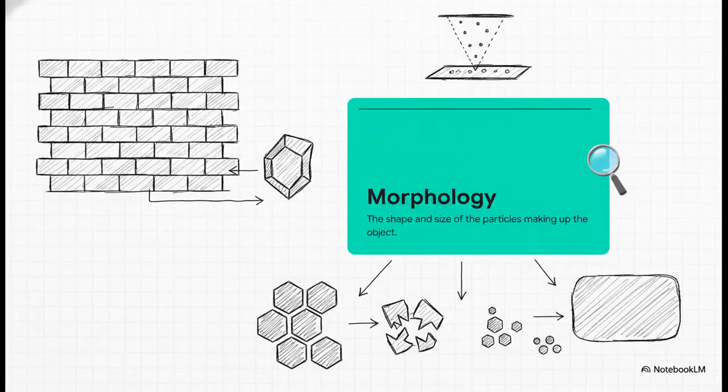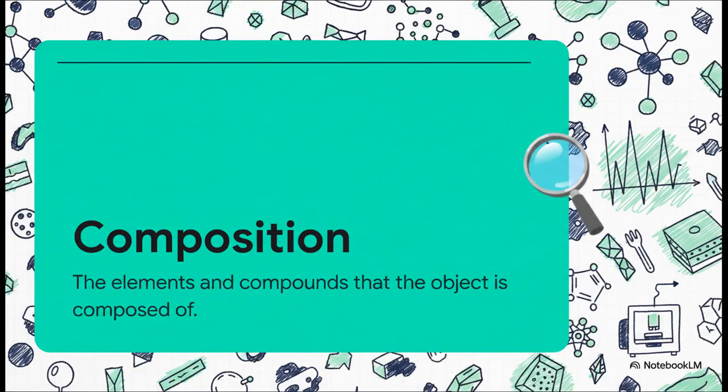Next, we have morphology. Now, while topography is all about that outer texture, morphology zooms in on the specific shape and size of the individual particles actually making up the object. Think of it this way. Topography is the overall shape of a brick wall, but morphology, that's the shape and size of the individual bricks themselves. And there's a huge direct link between those individual building blocks and the overall strength and behavior of the material.